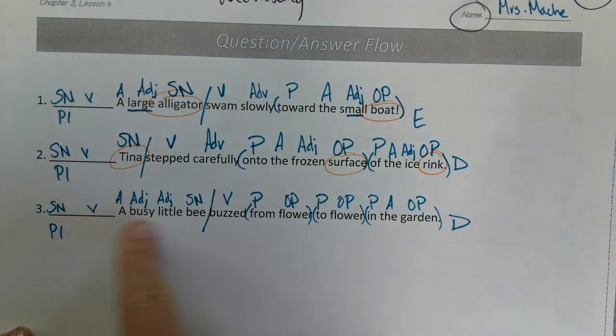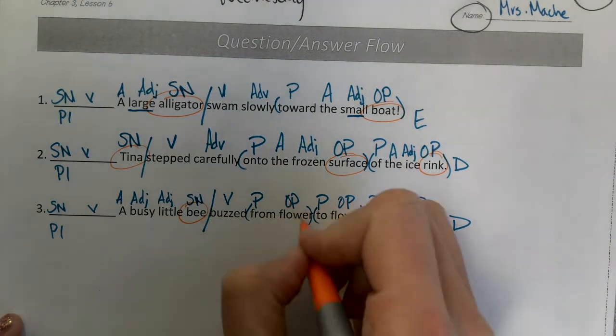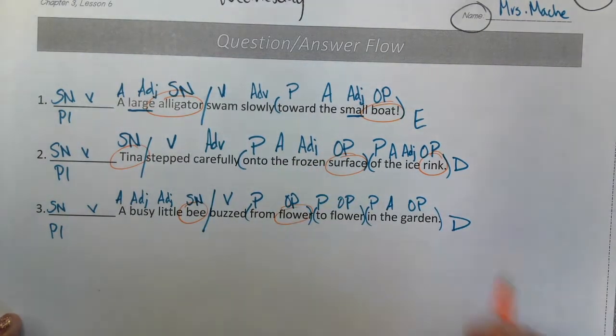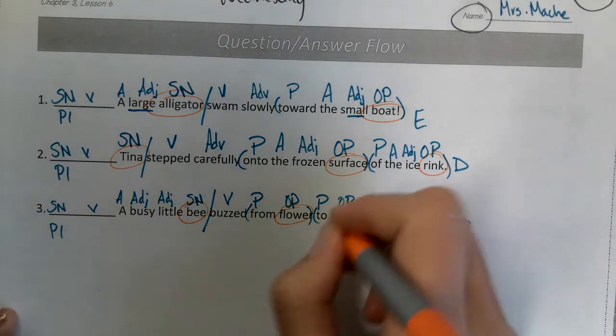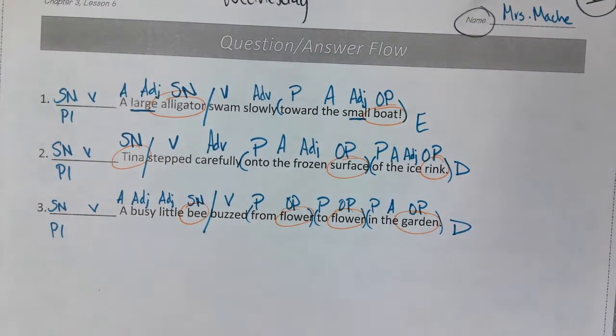Subject, noun, bee. Yes, it is a noun. Object of the preposition, flower. Yes, it's a noun. Object of the preposition, flower. Yes, it's a noun. Object of the preposition, garden. Yes, it is a noun.